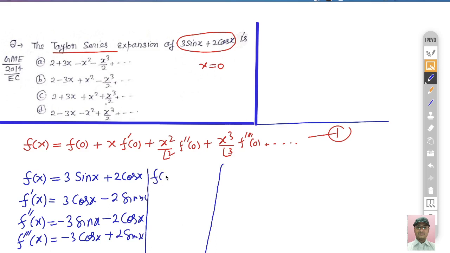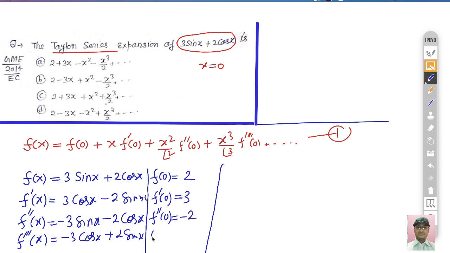So f(0) is what? Once you put x as 0, sin 0 will be 0, cos 0 will be 1. So you will get only 2, right? F dash 0, you just simply put here. So cos 0, that is 1, and sin 0 which is 0. So you will get 3. The third term, f double dash 0, which is what? Once you put 0, sin 0 will be 0, cos 0 will be 1. So you will get minus 2.